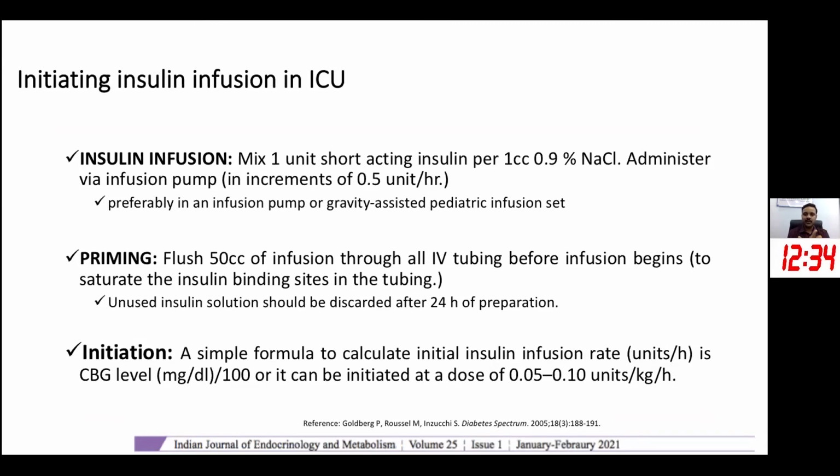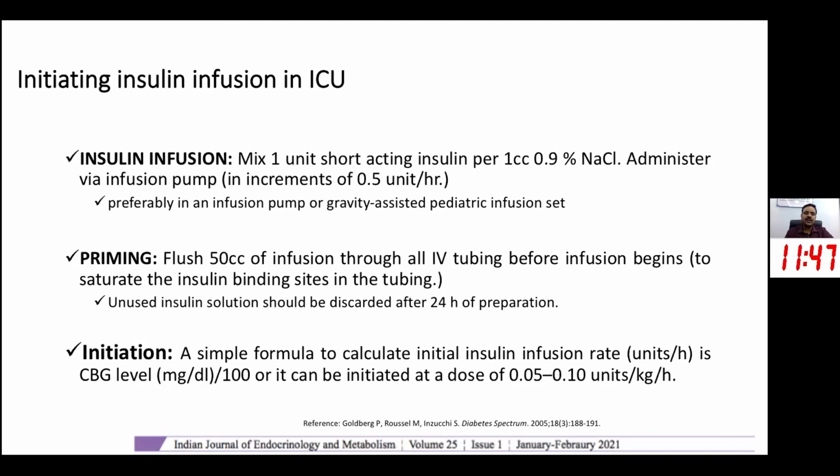We form a solution of around 1 unit of short-acting insulin with 1 ml of normal saline. In that strength, we prepare a solution, preferably administered by infusion pump, and in ICU, we get infusion pumps in abundance. But if we don't get one, maybe a pediatric infusion set we can use. Priming is important, and all should know that we can flush 20 to 50 ml of infusion through all IV tubing before intravenous insulin therapy begins, to saturate the insulin binding sites in the tubing. Unused insulin has to be discarded within 24 hours. We should not keep that insulin for more than 24 hours once it is prepared.